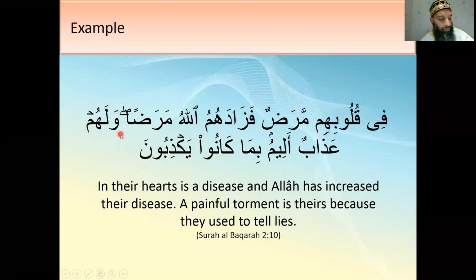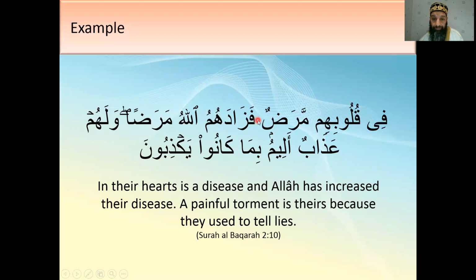Maradun. Wala. Can't see my screen, so I'm just going to put it out. Just one second. Yeah, walahum, and for them, adhabun, a punishment, alimun, painful, bima, because of what? Kanu, they all used to do. The oo's come in there as well. Kana means to be, and so kanu is they all were. Yakdhibun, they all used to lie.